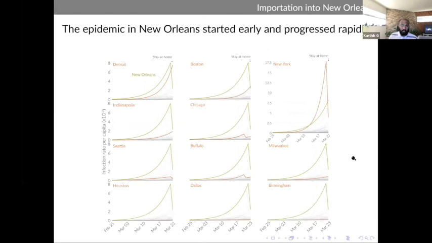Now, I mentioned early on that in New Orleans the first wave was early and progressed very rapidly. When we model the number of infections from daily deaths, we see the same trend hold. Here I'm comparing the infection curve in New Orleans to other metro areas in the US, and you see that compared to all of them, it started earlier and progressed more rapidly. The one event during this time period that sets New Orleans apart is Mardi Gras.